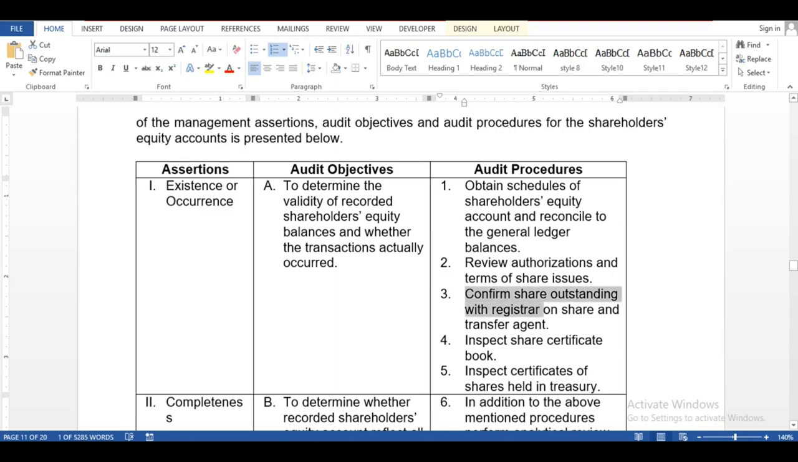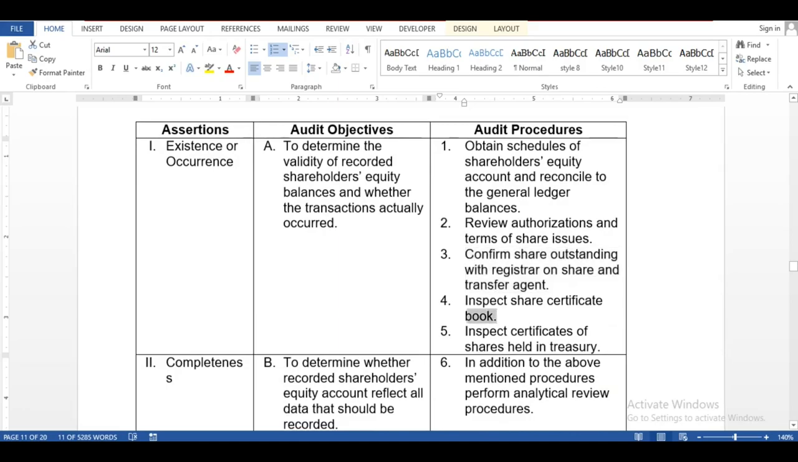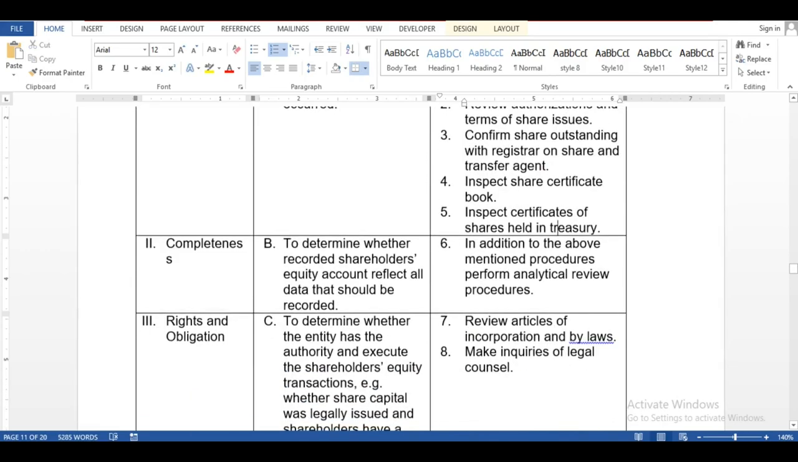So, confirm shares outstanding with registrar or the stock transfer agent. Inspect share certificate books. Inspect certificate shares held in treasury. Siyempre, this is treasury, so it's because you have reacquired that one. And completeness naman determines, so this is more on recording. So additional to the above mentioned procedures, perform analytical review procedures. So maybe you are to compare the previous year at saka yung current year na. So it means to say, ano na ay changes, baka merong nag-increase, okay. Baka merong nag-withdraw, okay. Kung nag-decrease siya, baka merong nag-withdraw, pag nag-increase siya, baka merong nag-additional investment.